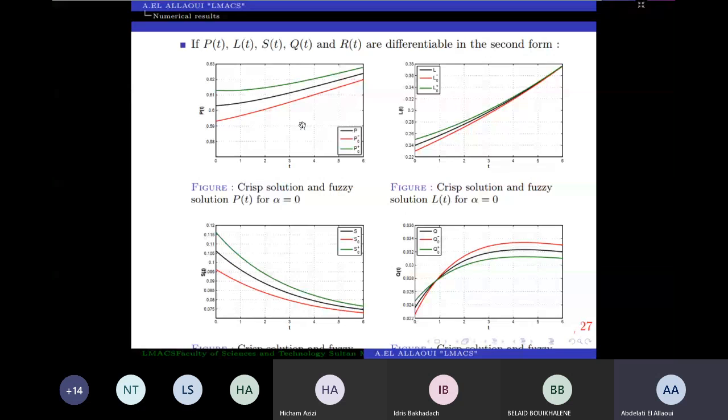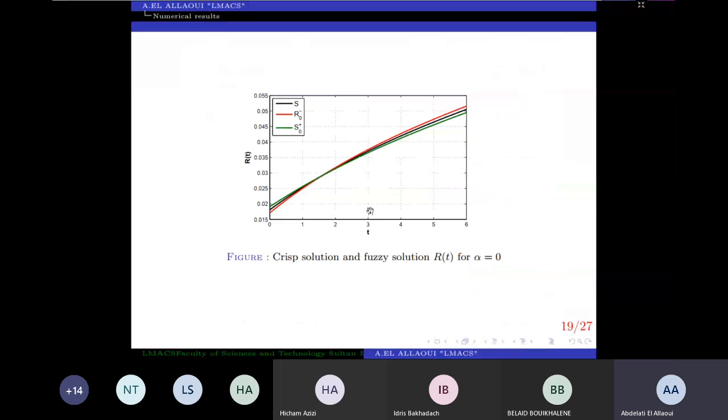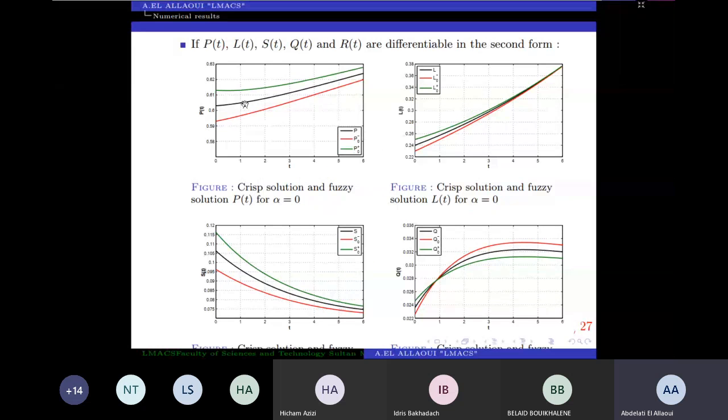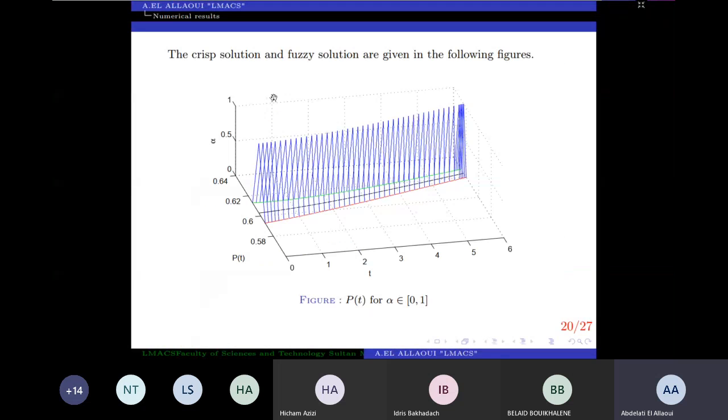Now we'll move on to the second case. If they are differentiable in the second form, the graphical solutions are given in the following figures. We can say here that in all cases, the graphical solutions are biologically meaningful and coherent with the crisp solution. So in the next part, we focus just on the situation where P, L, S, Q, and R are differentiable in the second form, and we give here the fuzzy solution for all alpha in [0, 1].